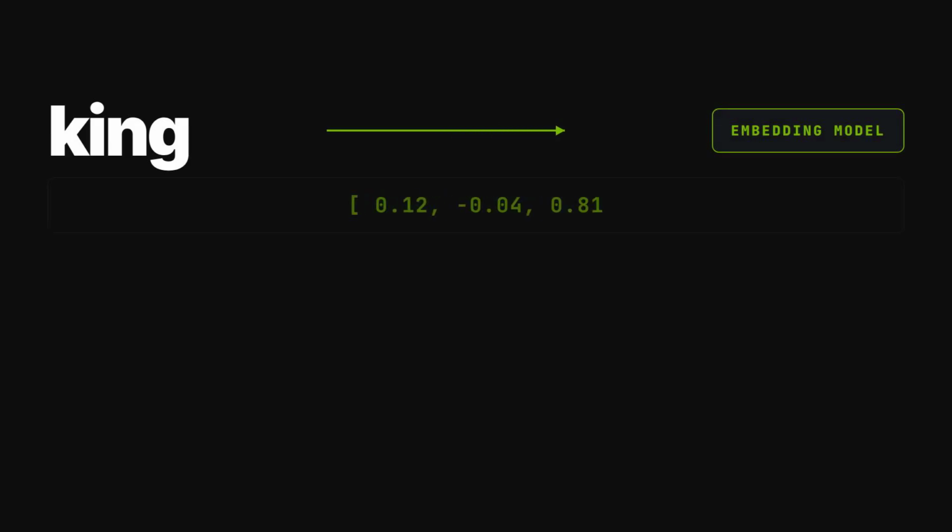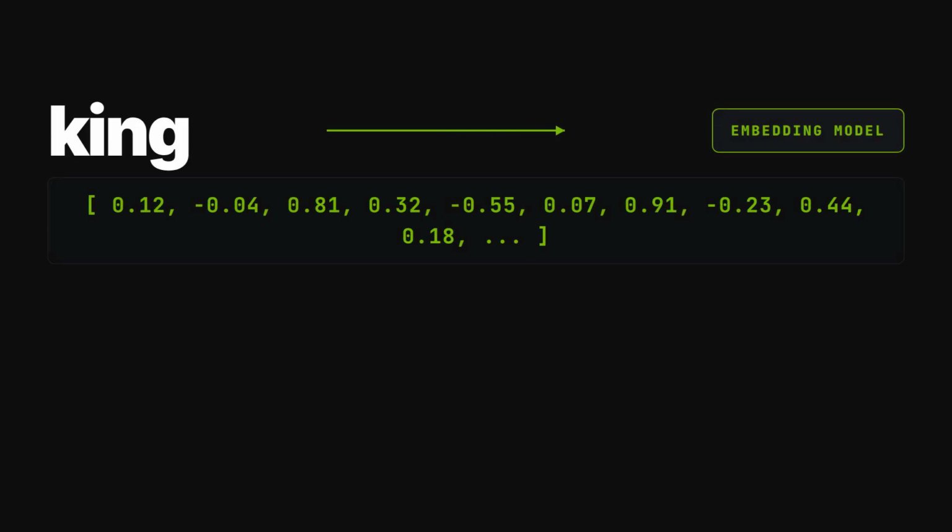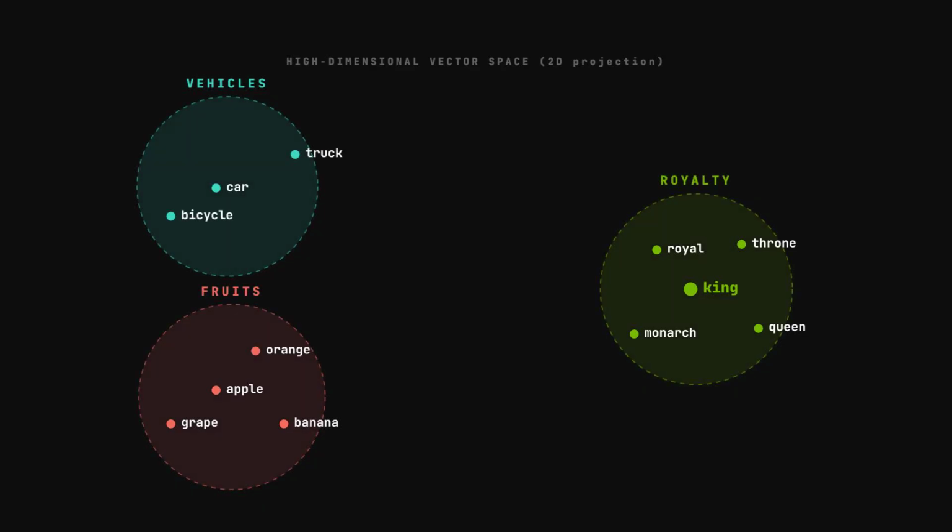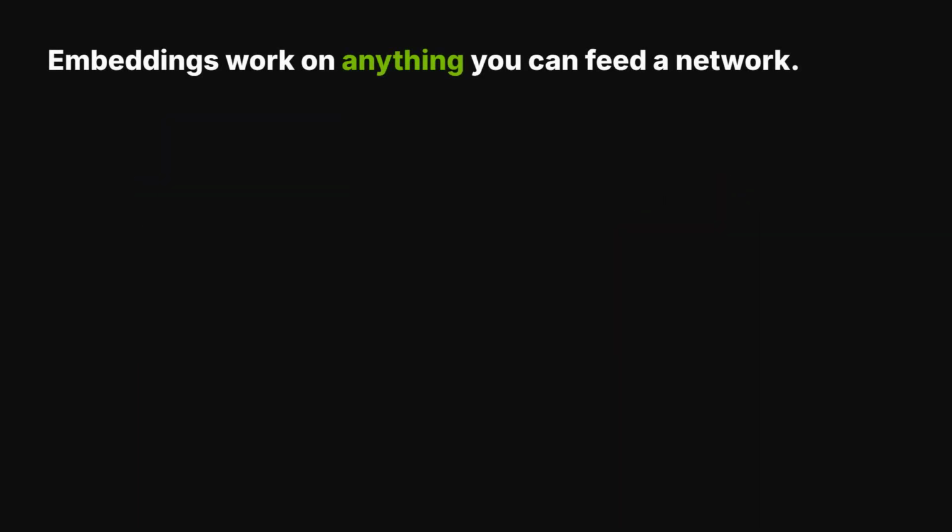Run the word king through an embedding model and you get back something like 0.12, negative 0.004, 0.81. It's often hundreds of numbers long. Each number is actually a coordinate in a high-dimensional space. And the interesting part is that if you train your model right, then the things that have similar meaning will land near each other.